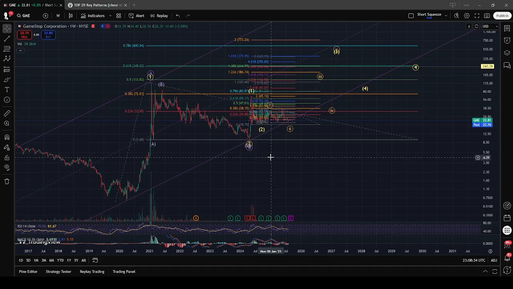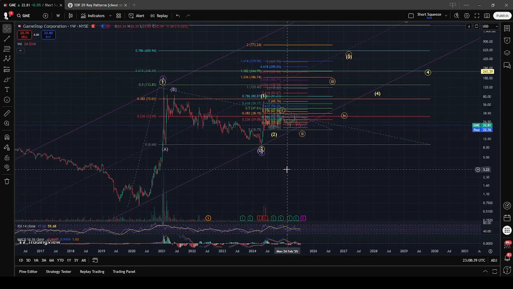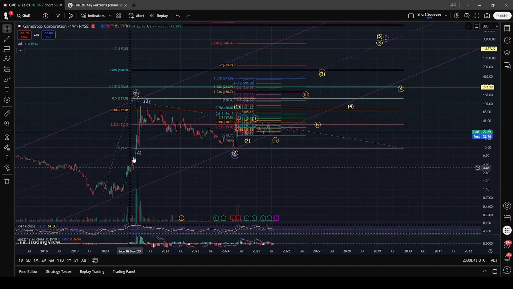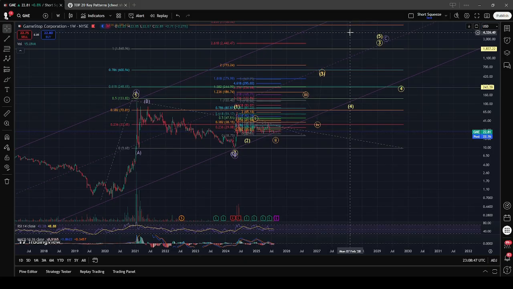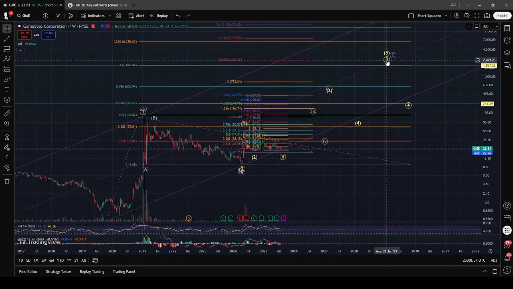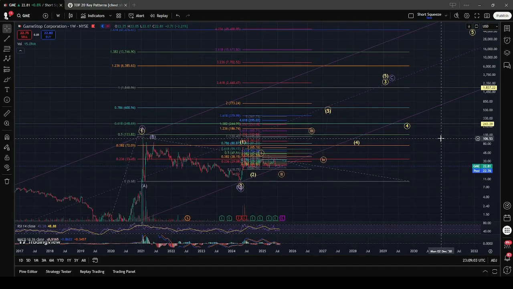And may I remind you that the way I am counting this is, of course, an ABC. Now, if you decide that it is a 5-wave move and this is a 1, 2, 3, just remember that 3, if it is a 3, we're still looking at a 1 times move, right? Because 3 can't be shorter than a 1. That would just invalidate the whole wave.